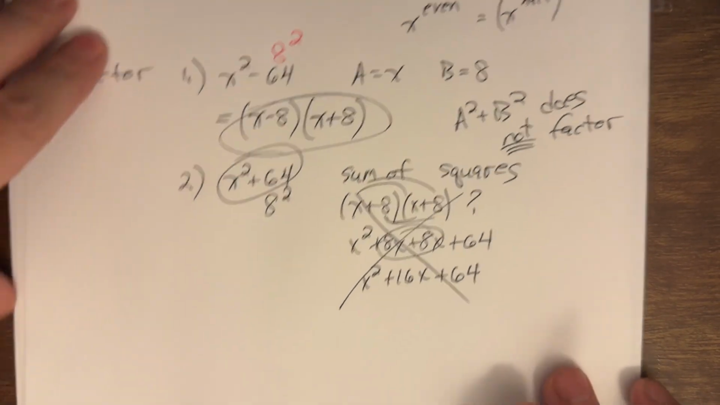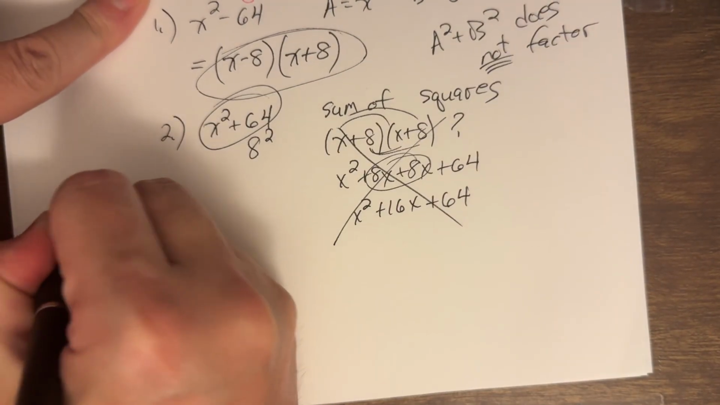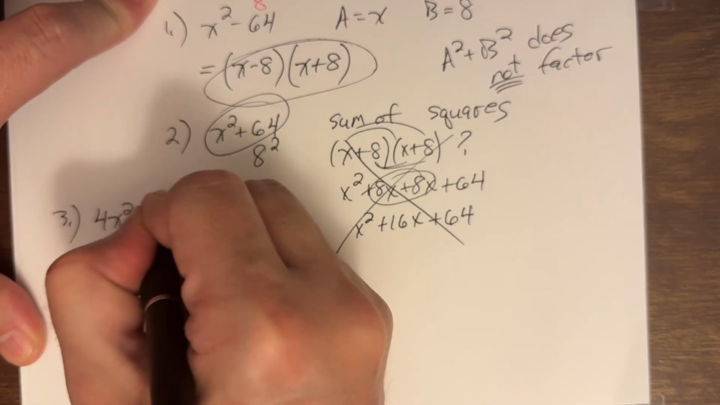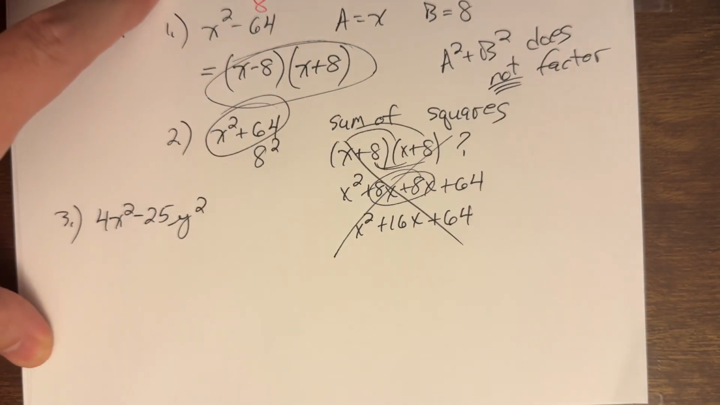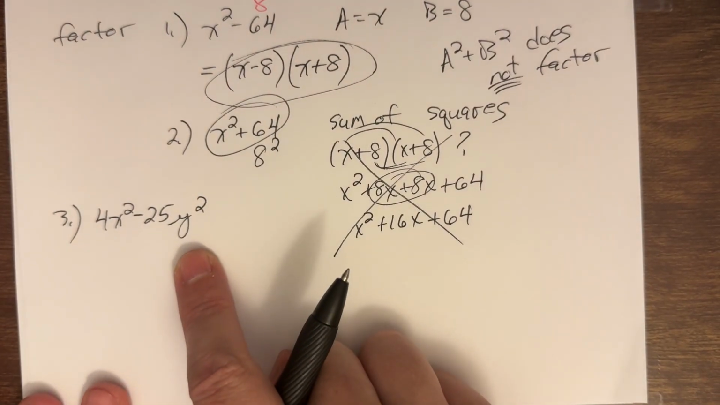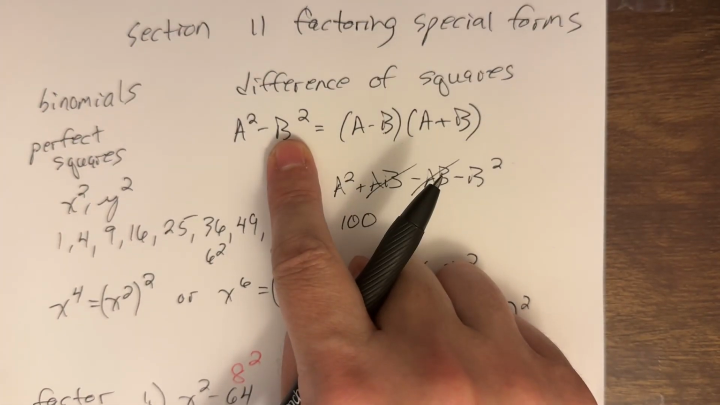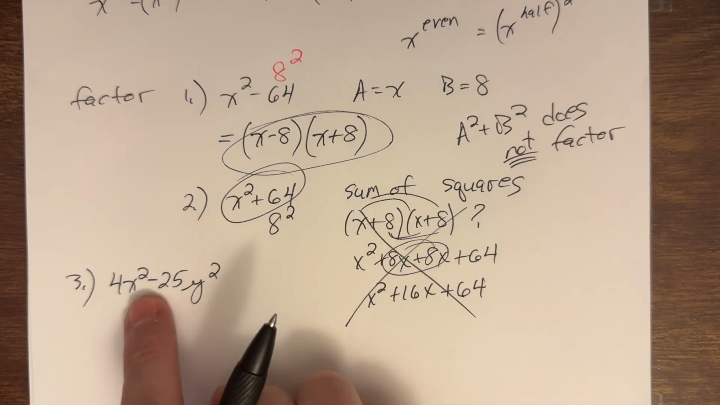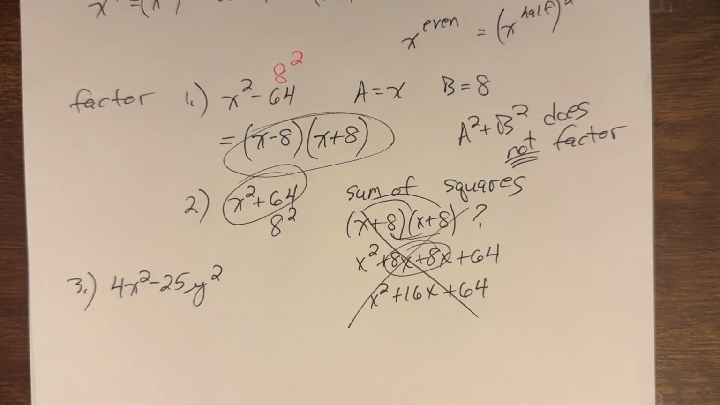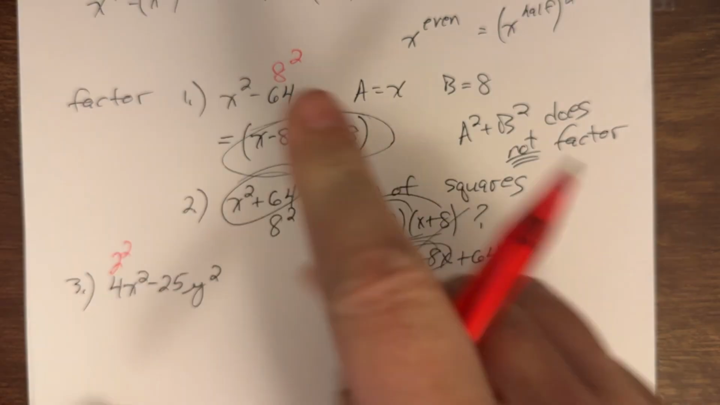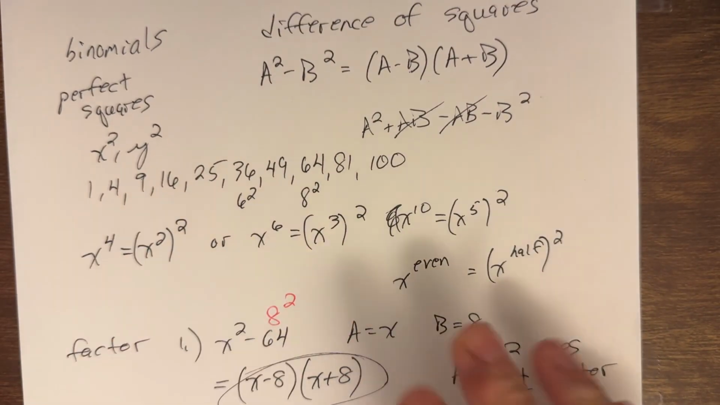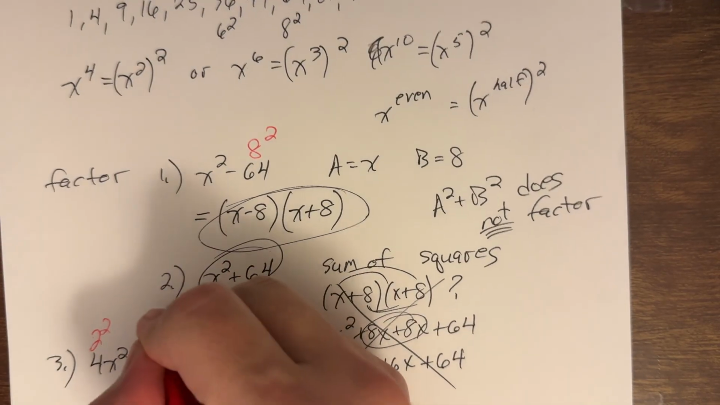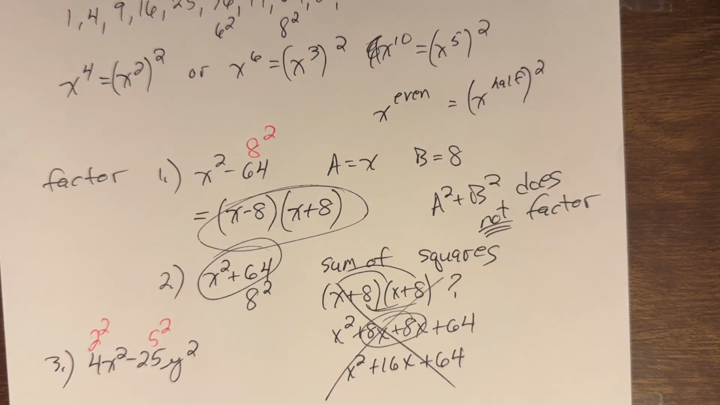So let's get back to more of our real problems. Let's go to number 3. And for number 3, let's look at 4x squared minus 25y squared. This is a perfect example of this. In this one, well, it's not just an x squared. I've got a 4. But I know a 4 is one of my perfect squares. It's 2 squared. The y is a perfect square. That's great. And I also know 25 is a perfect square.